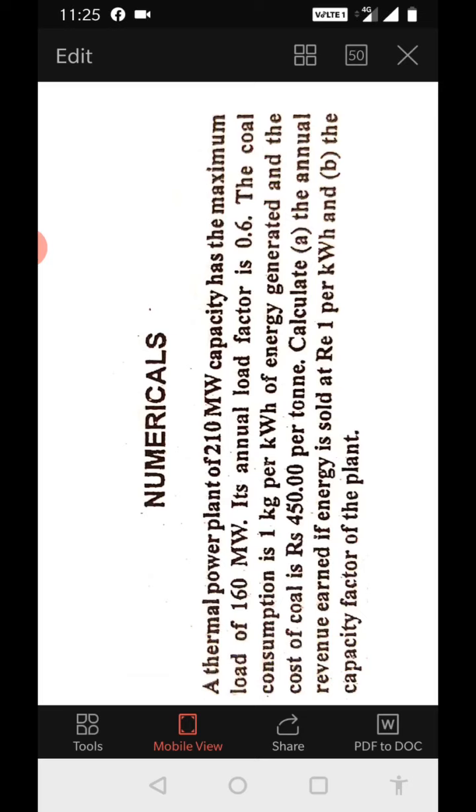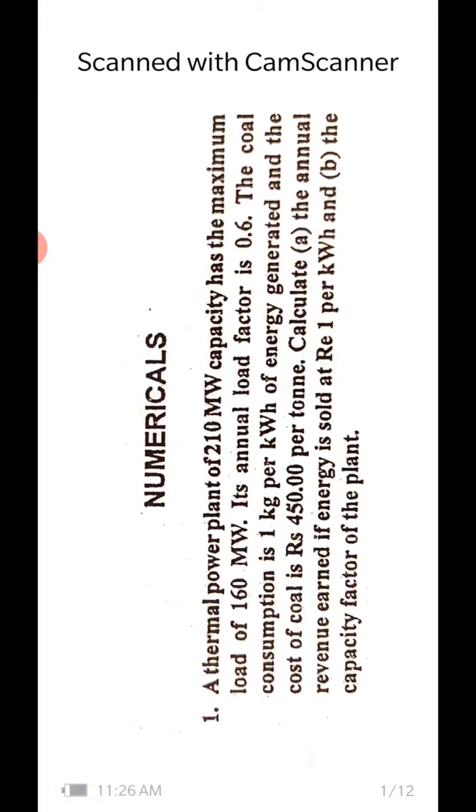Like, a thermal power plant of 210 megawatt capacity has the maximum load of 160 megawatt. Its annual load factor is 0.6. The coal consumption is 1 kg per kilowatt hour of energy generated and the cost of coal is rupees 450 per ton. Calculate the annual revenue earned if energy is sold at rupees 1 per kilowatt and the capacity factor of the plant. See, thermal power plant means this is like a coal based power plant.